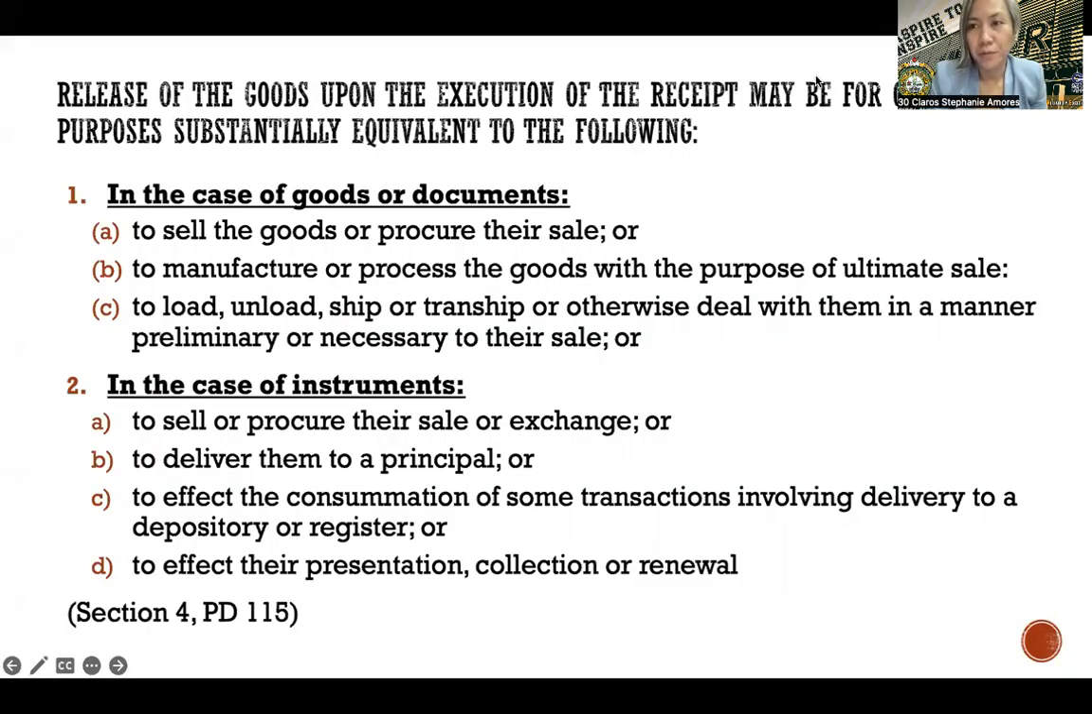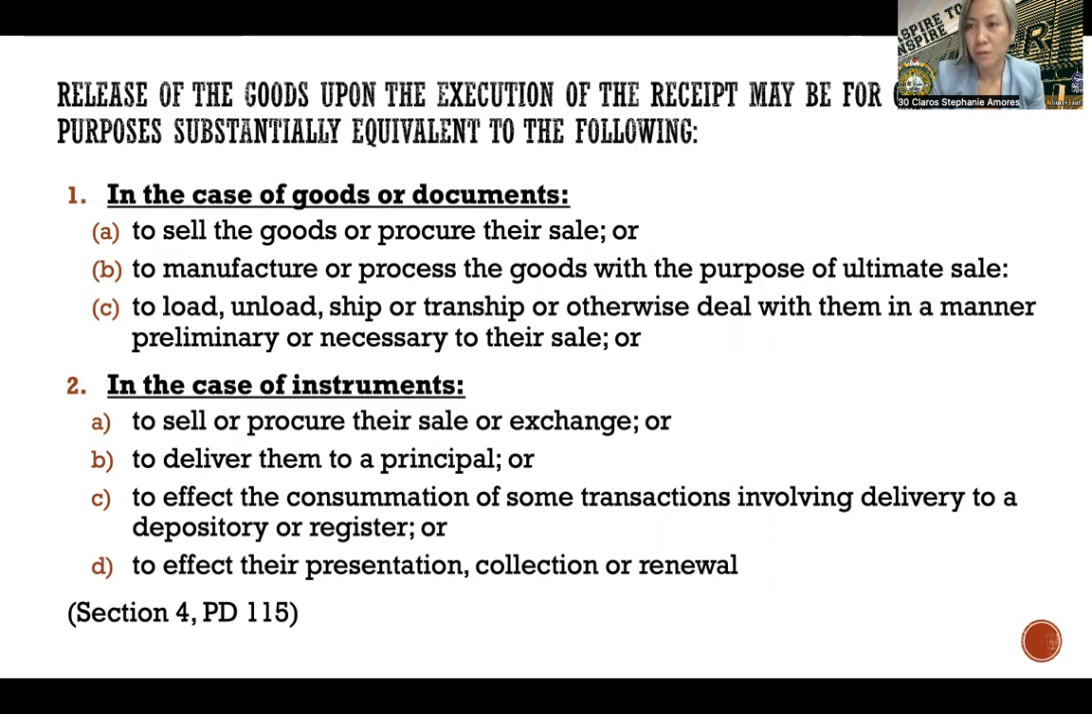Okay, guys, so you just learned the definition of a trust receipt. And in that particular definition, you know that the purpose of releasing the goods, documents, or instruments to the entrustee is for him or her to later on sell those. But Presidential Decree 115 actually authorizes the release of the goods, documents, or instruments for several purposes as well.